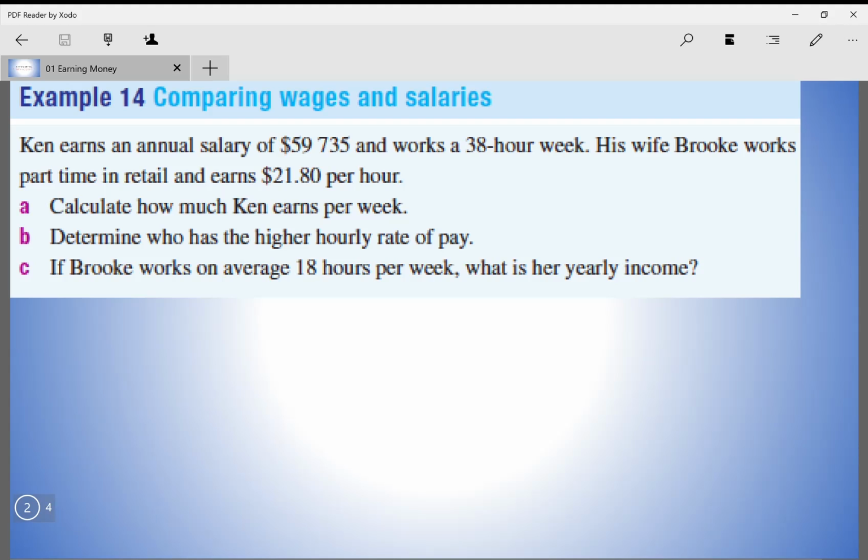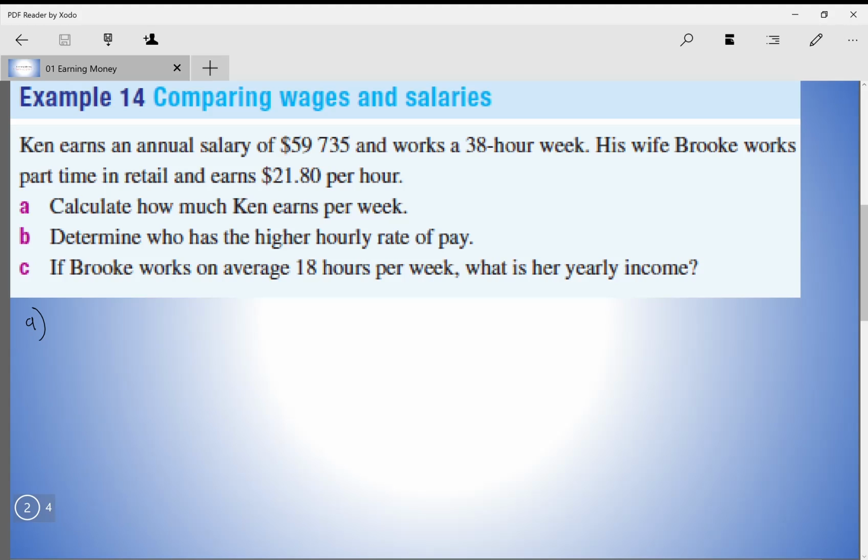The first one we have here is comparing a wage to a salary. So we have Ken earning a salary of $59,735 a year, and he works a 38-hour week. His wife Brooke works part-time in retail and earns $21.80 per hour. So the first thing we're asked to do is calculate how much Ken earns in a week.